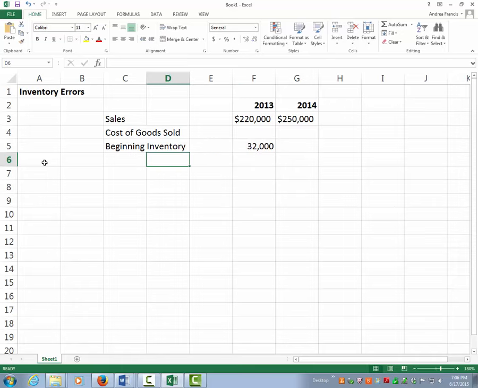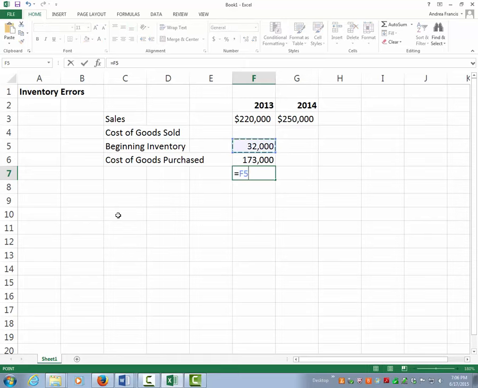Let's stick with 2013 for the meanwhile, because we know that there's a mistake that we need to fix, so let's not try to complete 2013 and 2014 at the same time. Then we've got costs of goods purchased, which is the same as purchases, and that, based on the question, is 173,000. That number was given. And those numbers together give us cost of goods available for sale. So we add these two, that gives us 205,000.